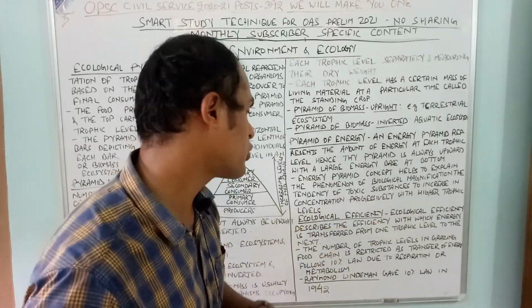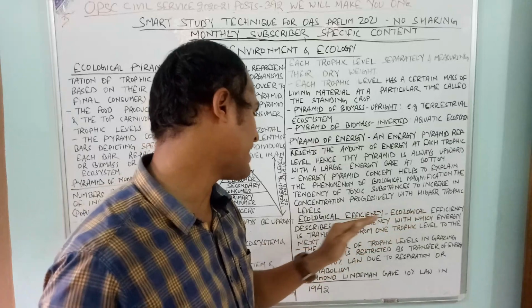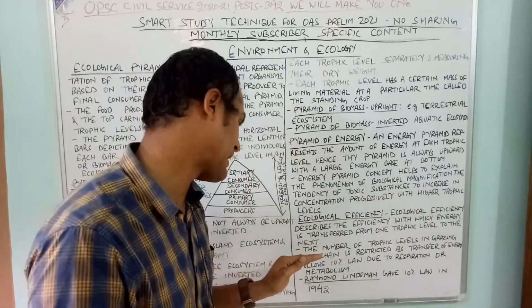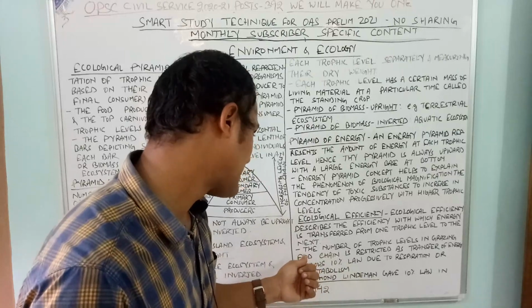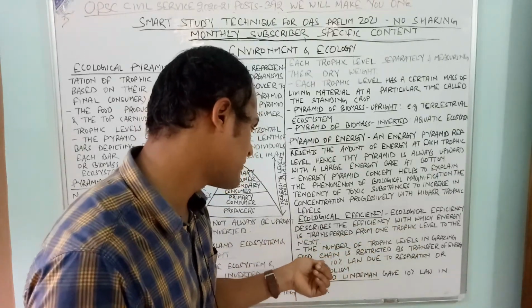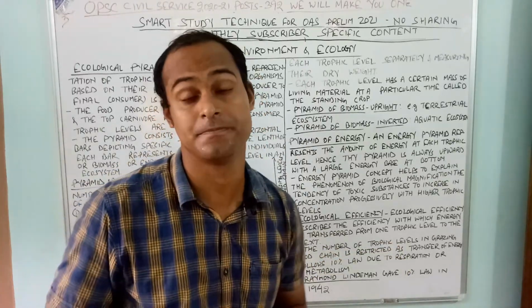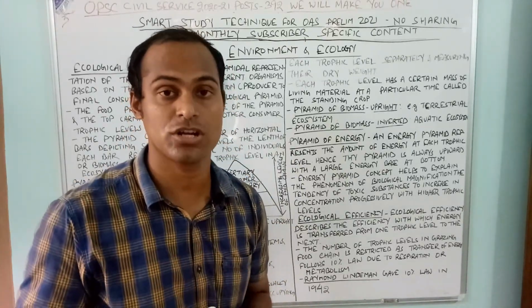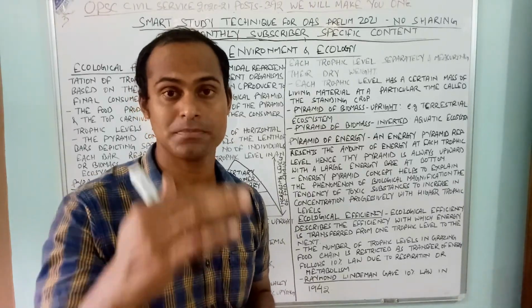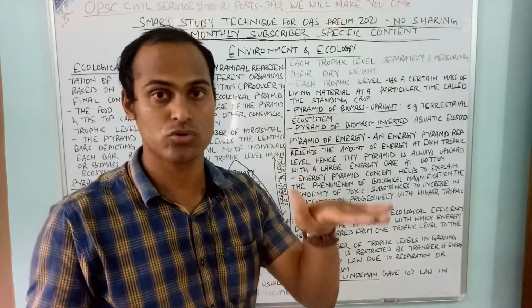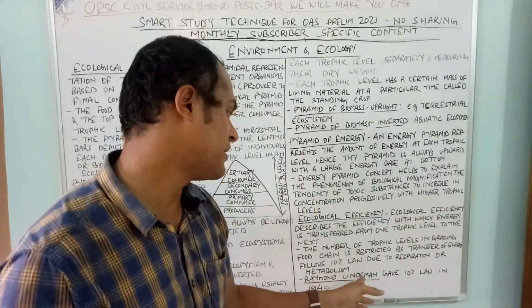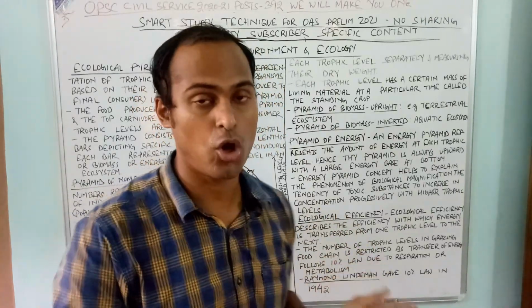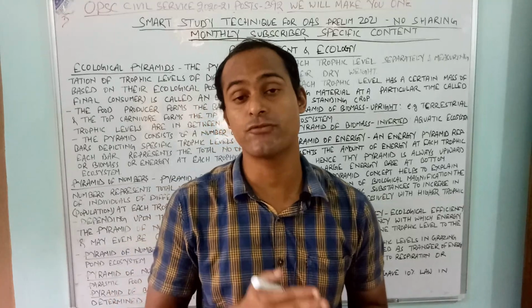Then ecological efficiency. Ecological efficiency describes the efficiency with which energy is transferred from one trophic level to the next. The number of trophic levels in a grazing food chain is restricted as the transfer of energy follows the 10% law, due to respiration or metabolism. Very, very important. Whenever there is an increase in trophic level, there is a reduction of energy. Why the reduction of energy? Due to respiration as well as metabolism, energy reduces from one trophic level to the next. This 10% law was given by Raymond Lindeman in 1942.